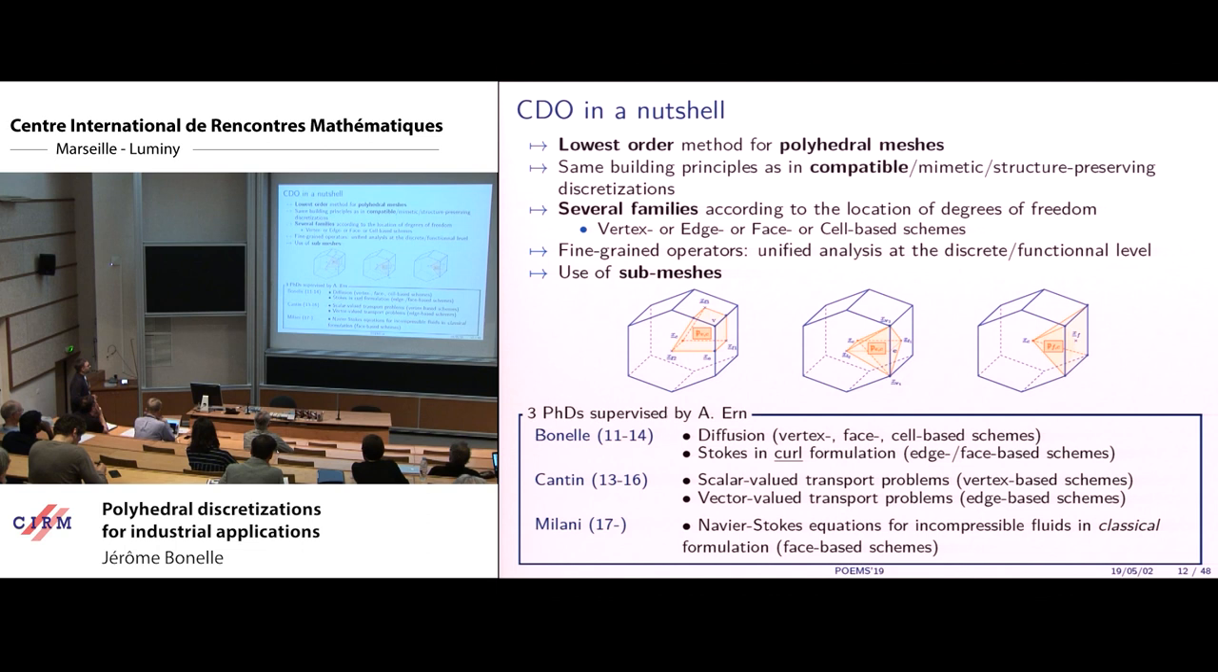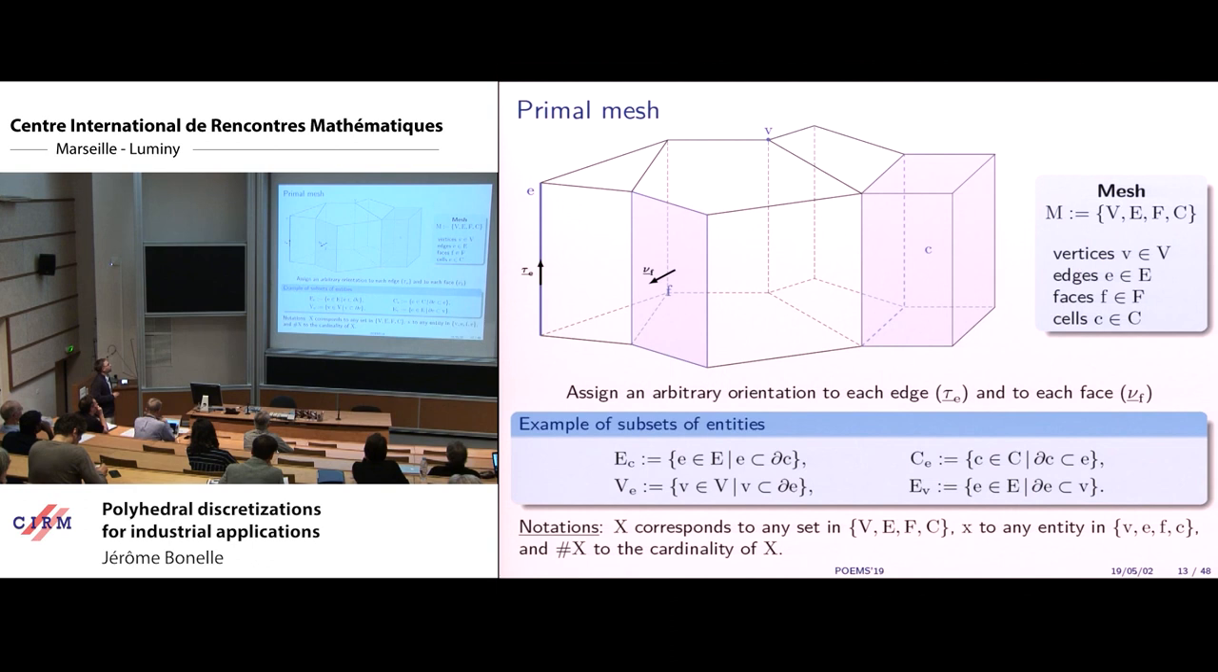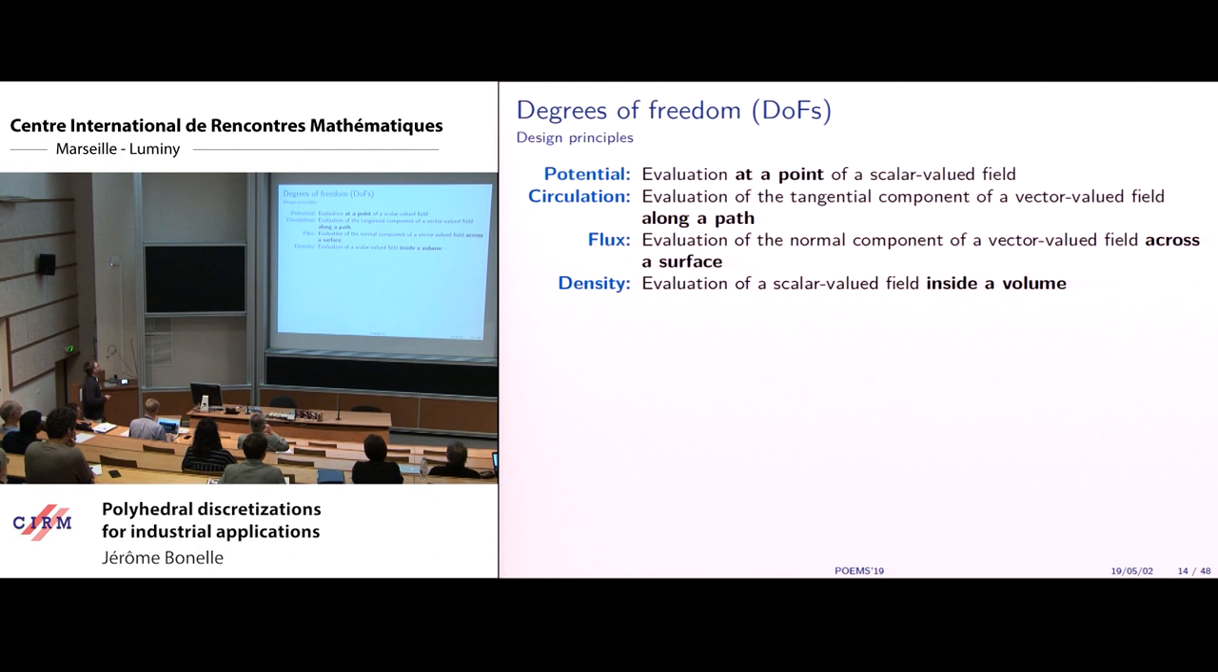So, in CDO, we consider all the kinds of entities on a mesh, that is to say, vertices V and edges E with their own orientation, which is arbitrary, a face F with its arbitrary normal, and a cell C. So I will keep this notation during all the talk. So how are the degrees of freedom designed in such an approach? This is, in fact, common to compatible discretizations. There are mainly four types of degrees of freedom: potential, circulation, flux, and densities.